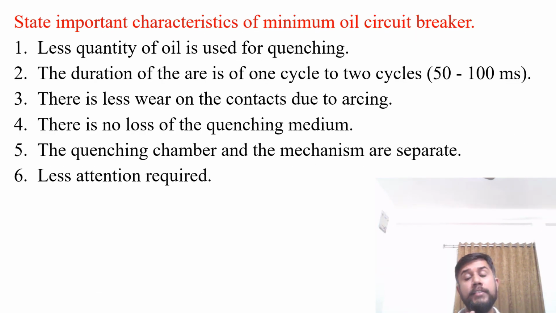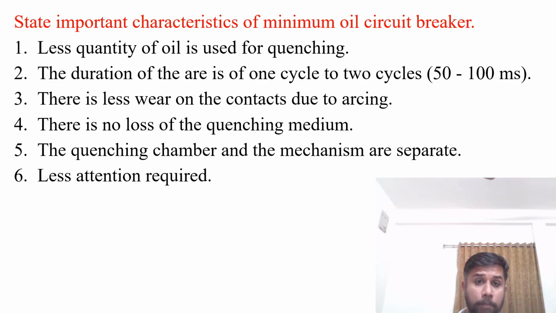State important characteristics of minimum oil circuit breaker. Less quantity of oil is used for quenching. The duration of the arc is 1 cycle to 2 cycles, that is 50 to 100 milliseconds. There is less wear on the contacts due to arcing, so wear and tear on the contacts is very little in a minimum oil circuit breaker. There is no loss of the quenching medium. The quenching chamber and the mechanism are separate and less attention is required for the operation.